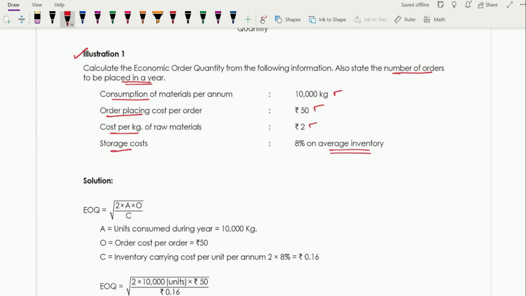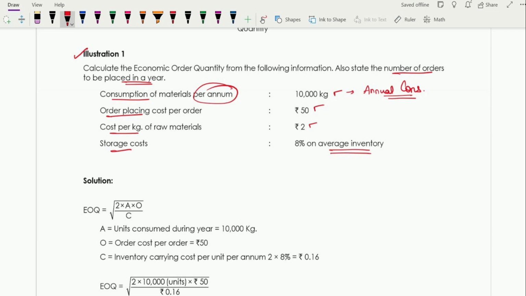inventory. Now, the first most important point that you need to remember is whenever we are talking about the consumption, we are talking about the per annum consumption, right? So we are always talking about annual consumption. If in the question you are given the half yearly consumption, monthly consumption, or quarterly consumption, you have to convert it to annual consumption. Clear? This is the first foremost rule that you need to remember. Then is the ordering cost per order, that is pretty simple. Then cost per kg of the raw material is given, then storage cost 8% on average inventory.